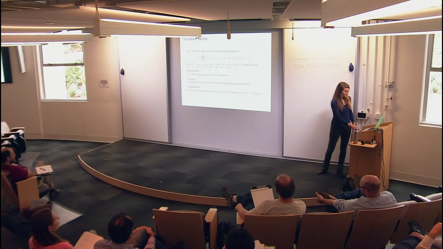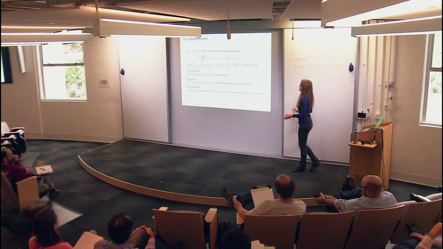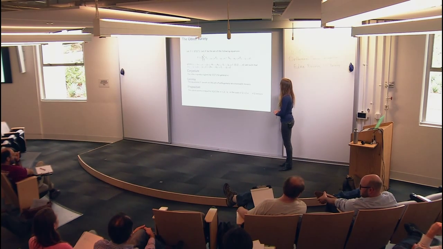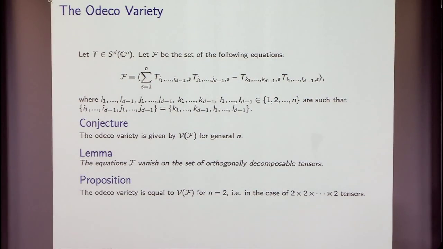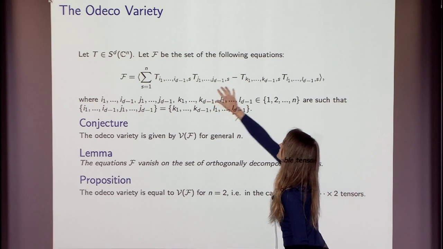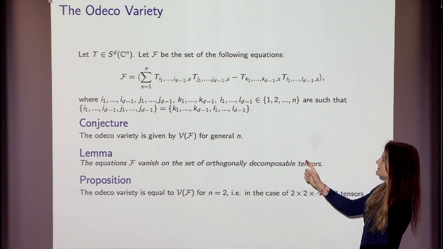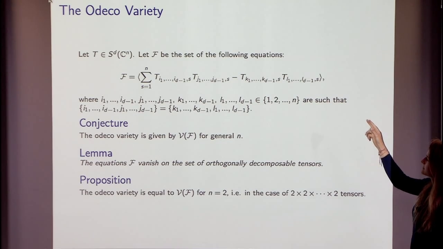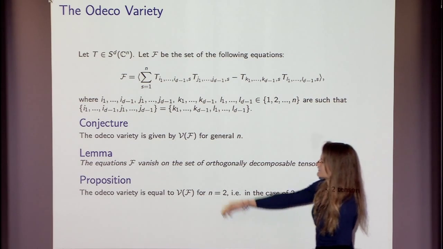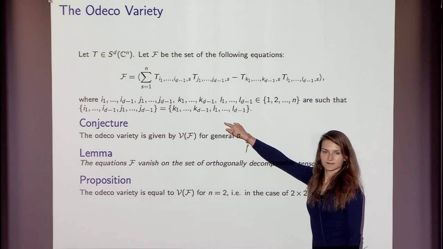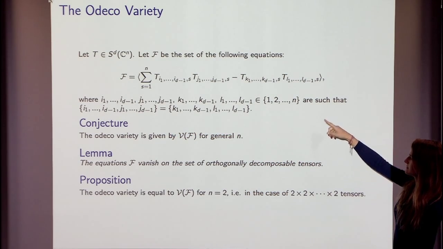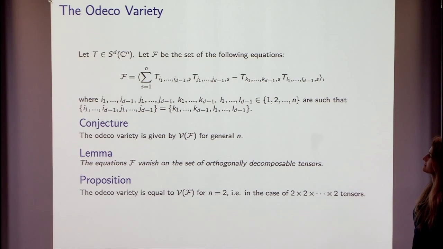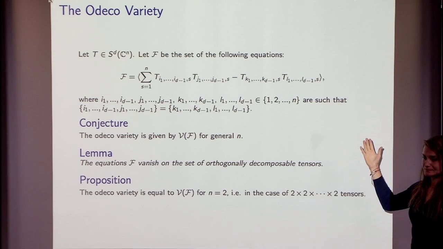Okay, and so here's a set of equations that I believe define the variety, but I haven't proven it yet. This might look a little bit complicated, but if you know the equations defining the Veronese variety, they're basically given by things like this minus this. So we have indices i_1 through i_{d-1}, j_1 through j_{d-1}, k's and l's, such that the union of the i's and the j's equals the union of the k's and the l's. And then you take one last index and you sum over it. So these are basically sums of generators of the Veronese variety.